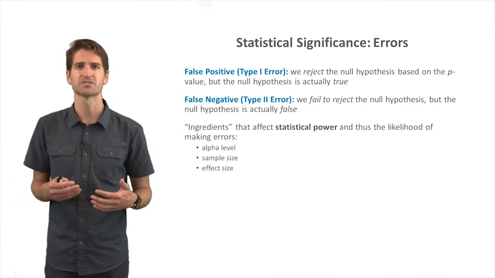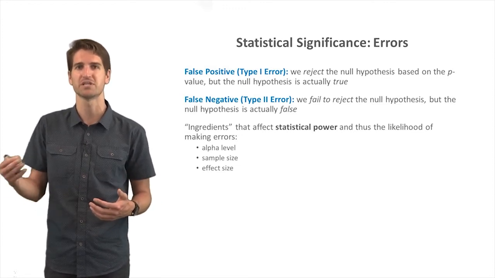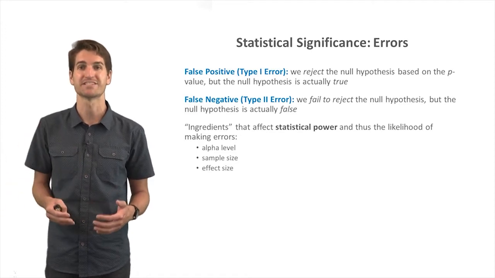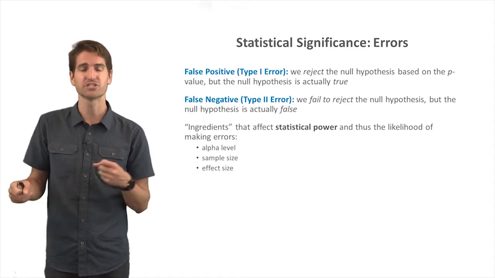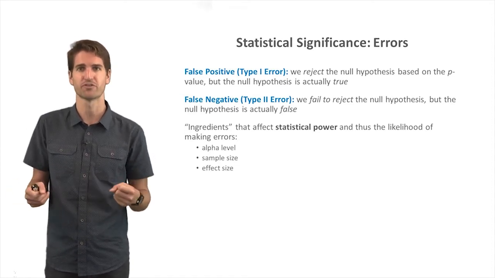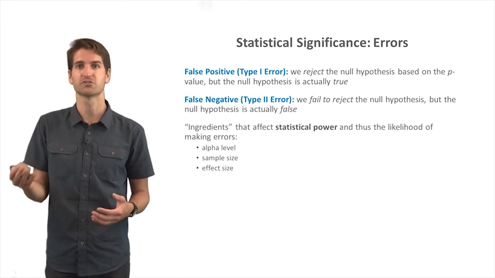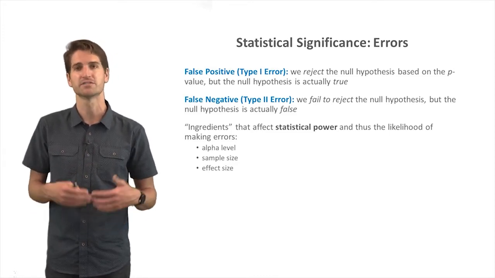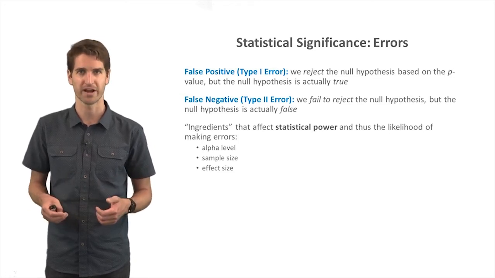False positives, or type 1 error, refers to when we reject the null hypothesis based on a p-value being below that alpha level of 0.05, but the null hypothesis is actually true. In other words, there really isn't an association or difference between these two variables in the underlying population. However, we falsely concluded that there is based on our p-value because we decided to reject the null hypothesis. This might be because of sampling error or measurement error or some other type of error.